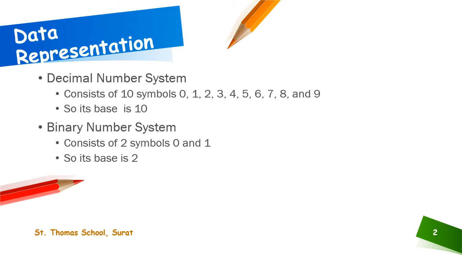Binary number system. This number system consists of two symbols, 0 and 1, that's why its base is 2. This number system is used by the computer to represent the integers value.